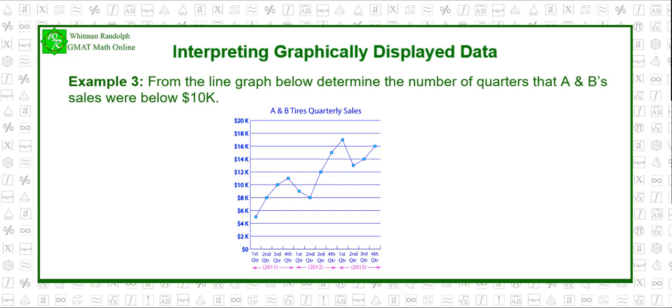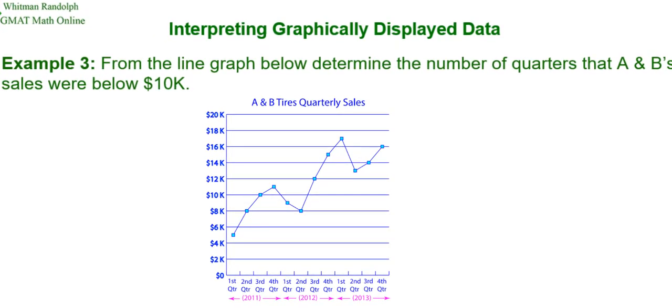Example 3. From the line graph below, determine the number of quarters that A and B's sales were below 10K. Solution. The first 2 quarters of 2011 and of 2012 show tire sales below 10K. Otherwise, all quarters show sales at or above 10K. Therefore, the answer is 4.